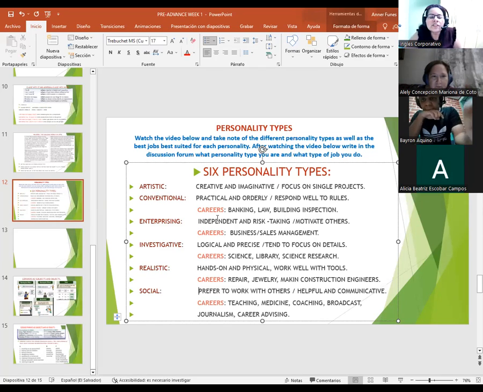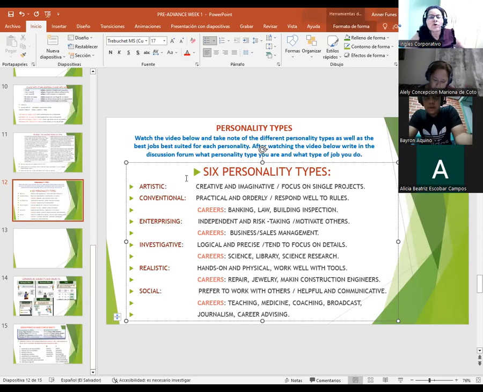Now, in which jobs are they interested? In number two, that is conventional, the careers are banking, law, or building inspection. And enterprising, the careers are business and sales management. Investigative careers are science, library, or science research. And realistic: repair, jewelry making, construction, engineers. And social: teaching, medicine, coaching, broadcast journalism, and career advising.